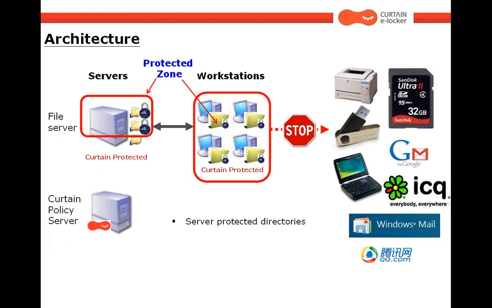Actually, protected zone is combined by two areas: protected share folder in server side and the local protected directory in users' workstations. Controlled file can be used in these two locations. User can directly open a file in share folder or download it to the local protected directory. If they are not authorized, they cannot copy the file to other locations or even attach the file to an email. That is the architecture of Curtain eLocker.